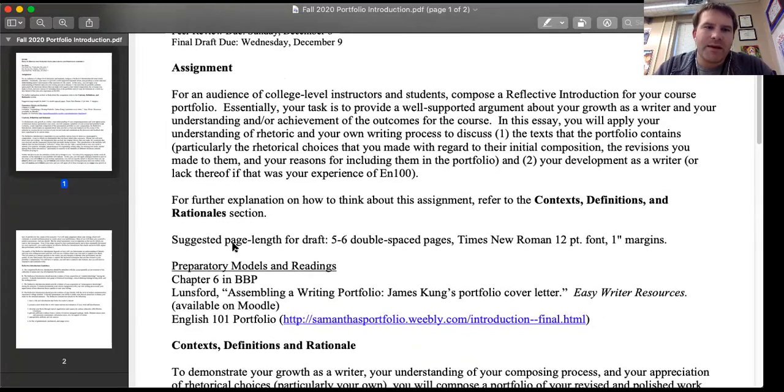So you will have the majority of this essay already written. You just need to go back and polish it up a little bit, but you already have most of it done, at least by the time that you actually start writing this portfolio introduction. Let's return to the assignment. So the suggested length for the draft is 5 to 6 pages, double spaced, Times New Roman 12, 1-inch margin. So about 5 to 6 pages is what we're looking for.